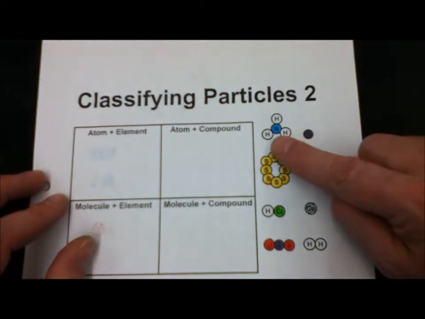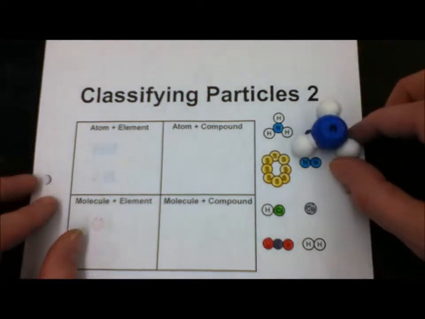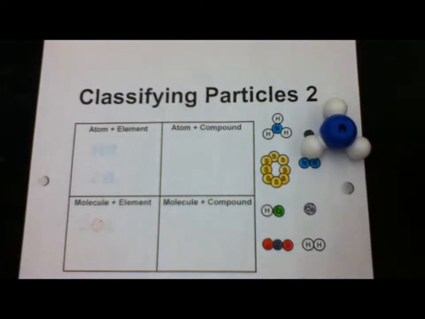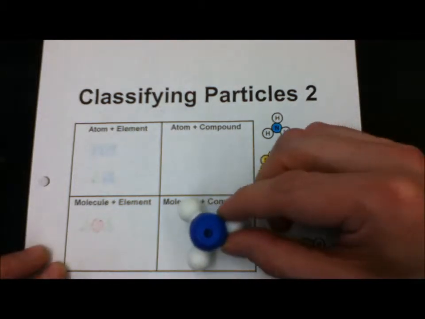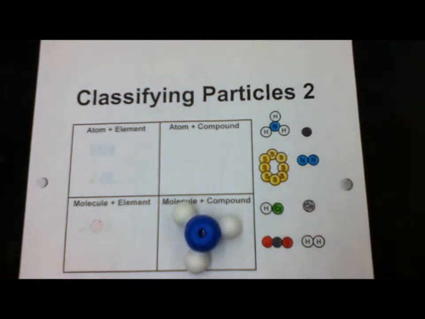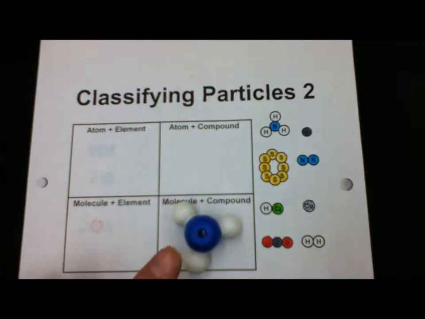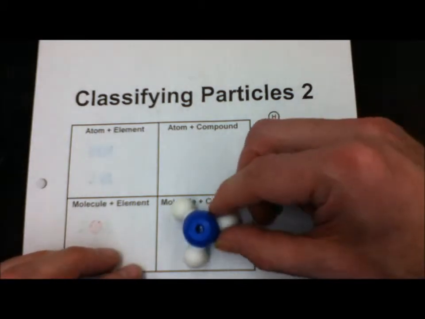Okay, so we'll start with this one right here. So there it is. We've got nitrogen with 3 hydrogens around it. Where do you think it belongs? Well, it actually belongs right here. It is a molecule and compound. The reason it's a molecule is because we have more than one atom joined together. The reason it's a compound is because we have more than one kind of atom or element joined together. We have nitrogen and we have hydrogen, 2 different kinds of elements joined together. It's a molecule and compound.